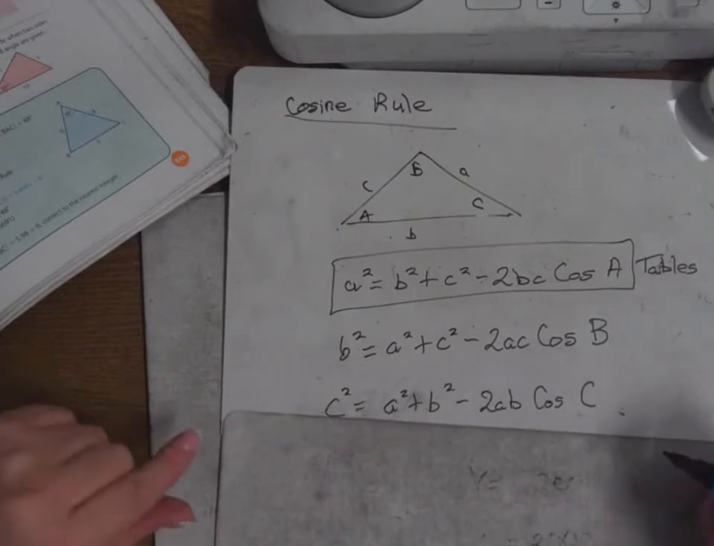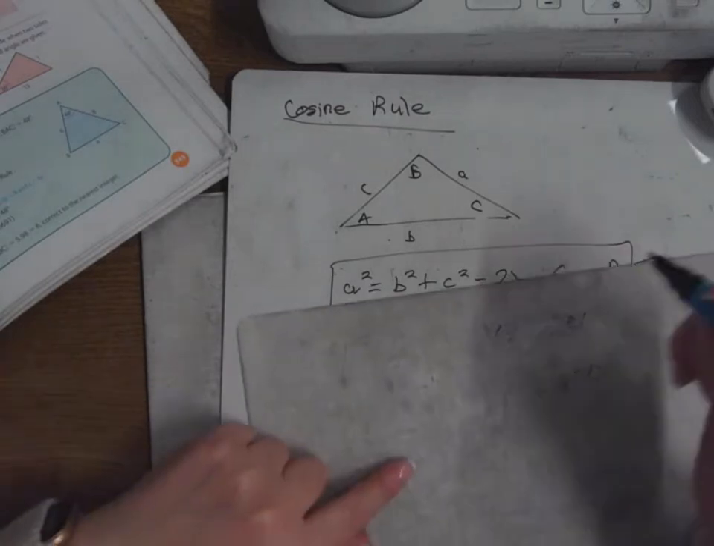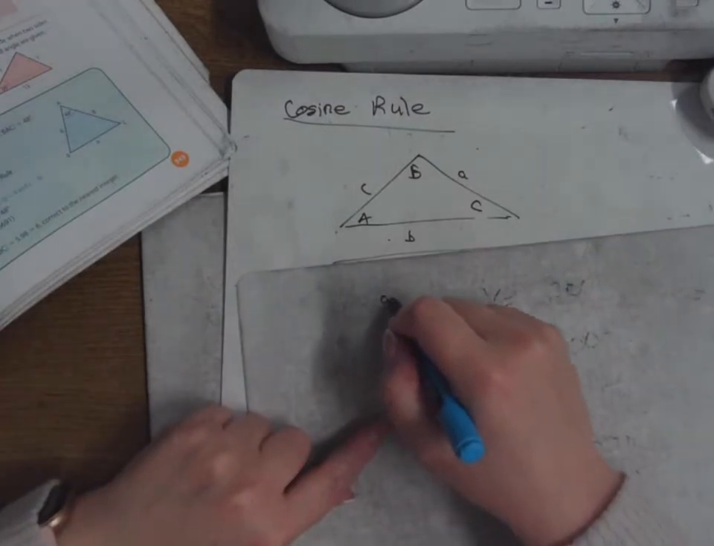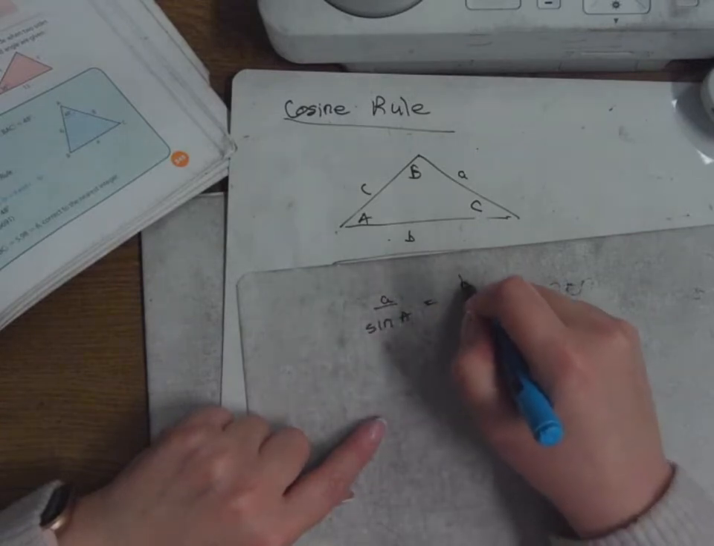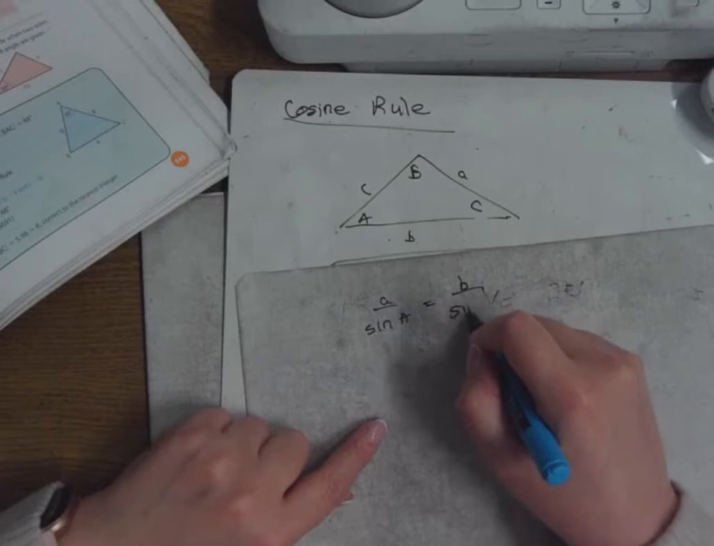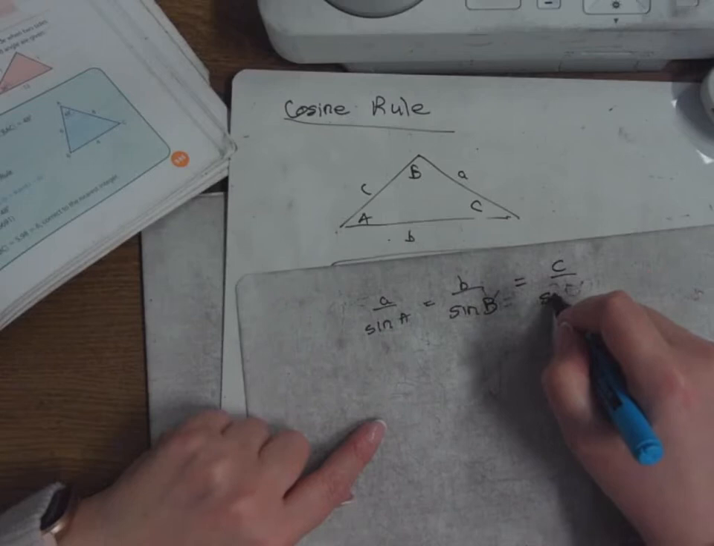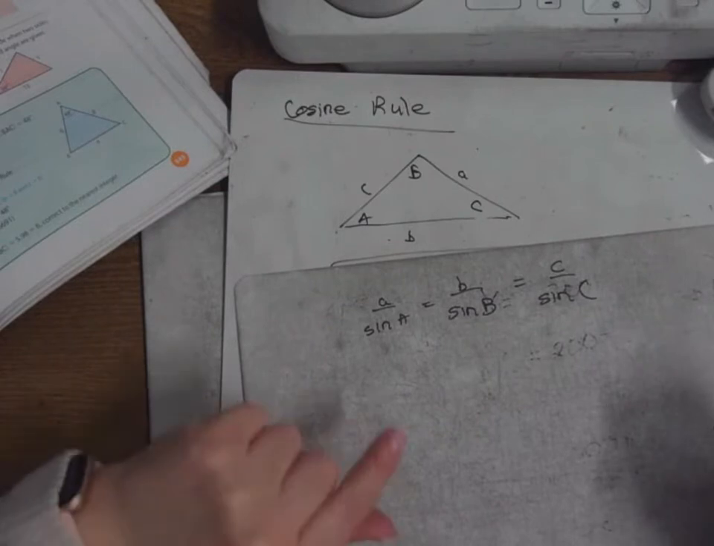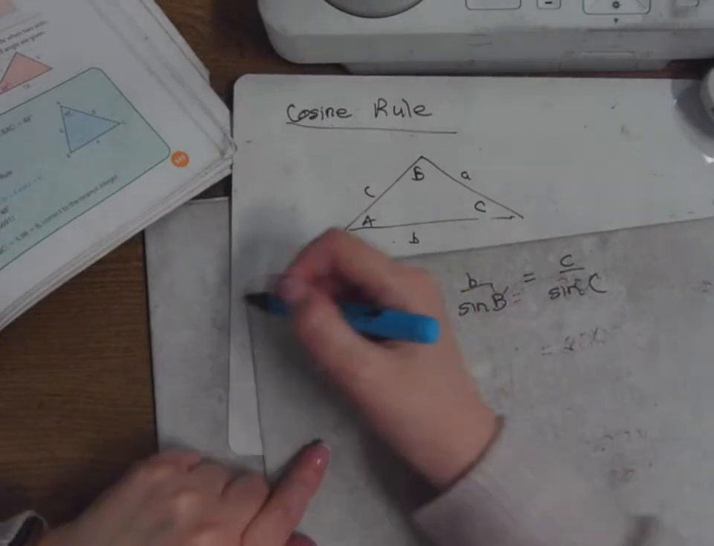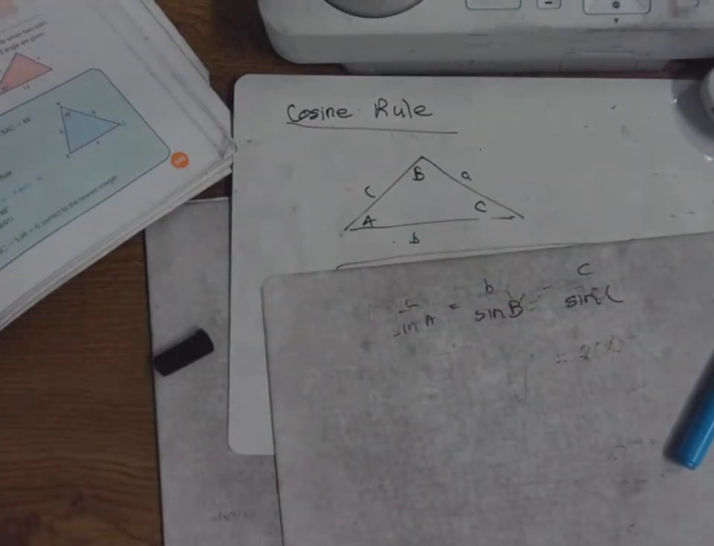Now, the cosine rule is, as you can see by looking at it, harder than the sine rule, isn't it? Remember, don't write this down. Remember, the sine rule was a over sine A equals b over sine B. Don't write this down, I'm just reminding you. It's been a few weeks. Equals c over sine C. Agreed? Right, that was the sine rule. So that's easier to use, right? But there's two instances, girls, where you have to use the cosine rule.